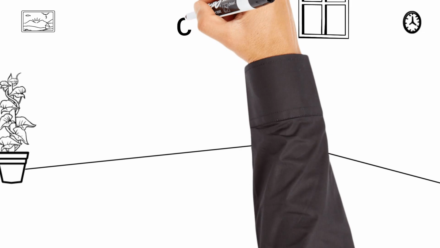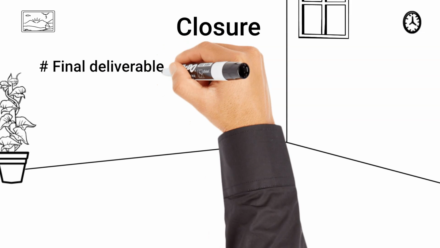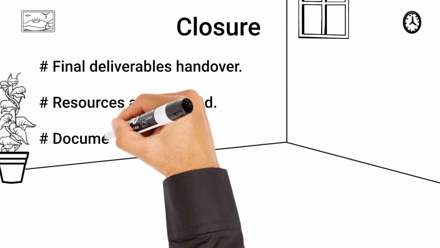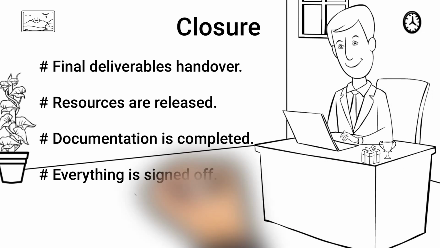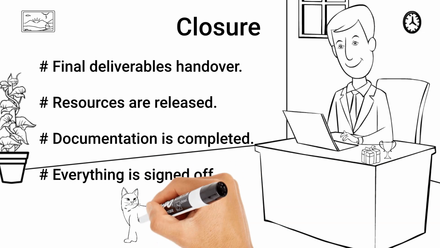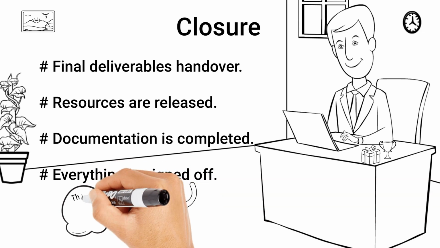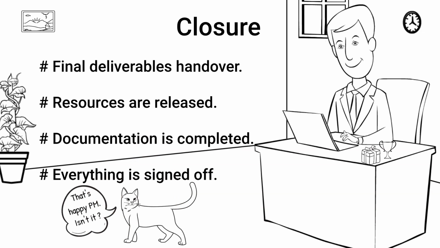The final and fifth process is project closure. In this project management process, the final deliverables are presented to the client or stakeholder. Once approved, resources are released, documentation is completed, and everything is signed off. This is the time when the team provides the return of experience. This ensures that the next project doesn't encounter the same issues as the previous project.